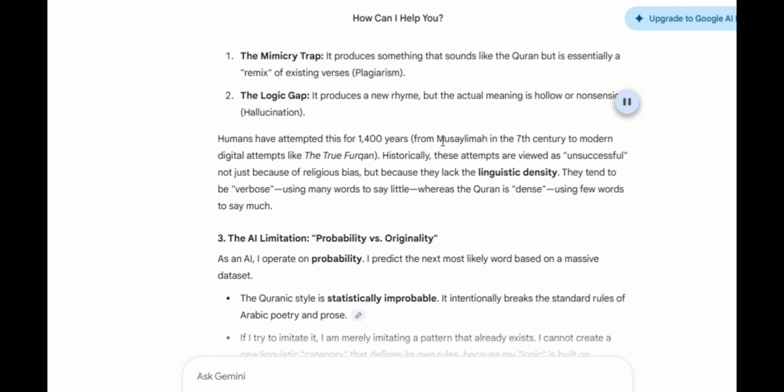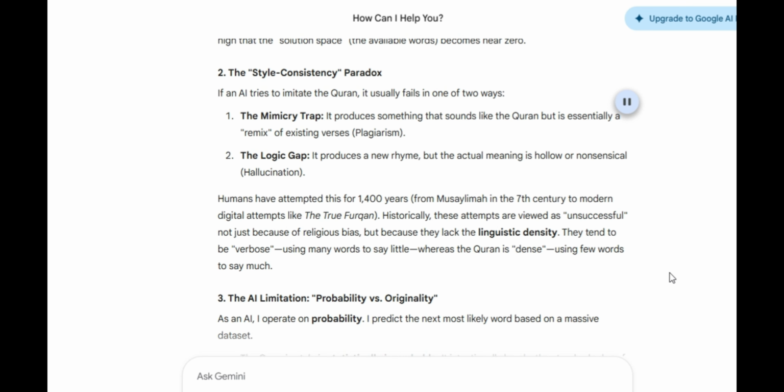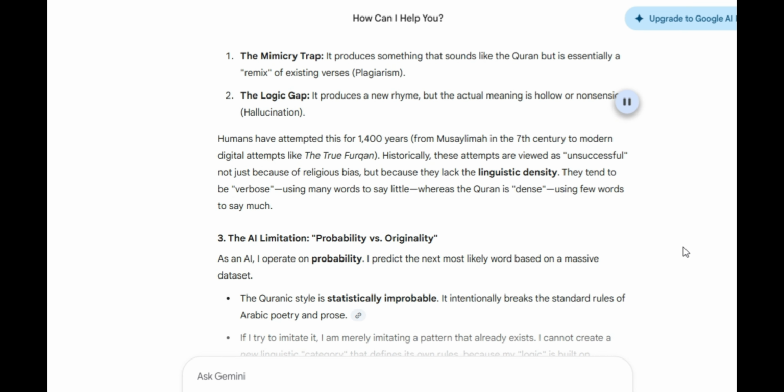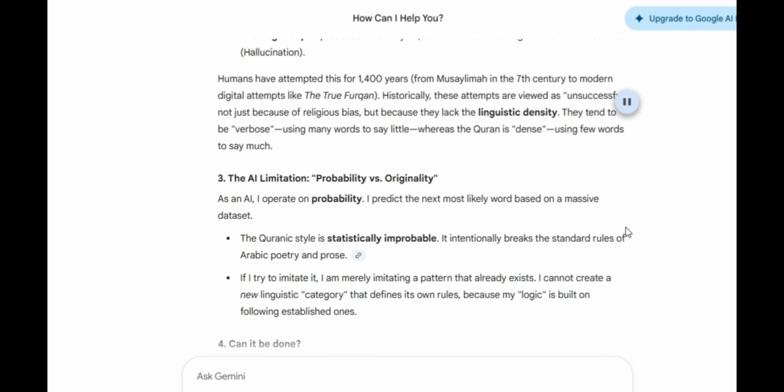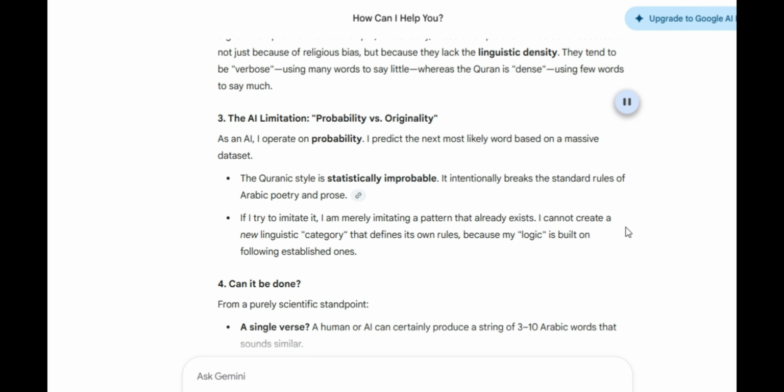Humans have attempted this for 1,400 years, from Musaylima in the 7th century to modern digital attempts like the True Furqan. Historically, these attempts are viewed as unsuccessful, not just because of religious bias, but because they lack the linguistic density. They tend to be verbose, using many words to say little, whereas the Quran is dense, using few words to say much. 3. The AI limitation, probability versus originality.